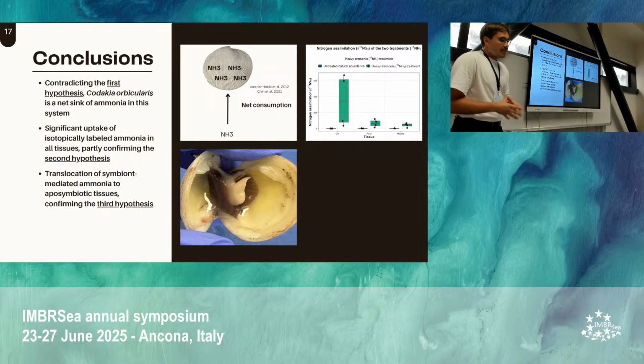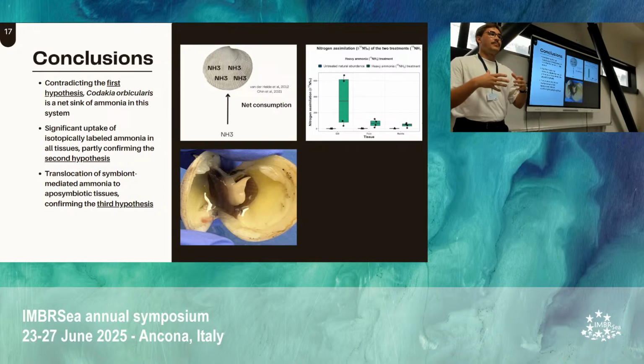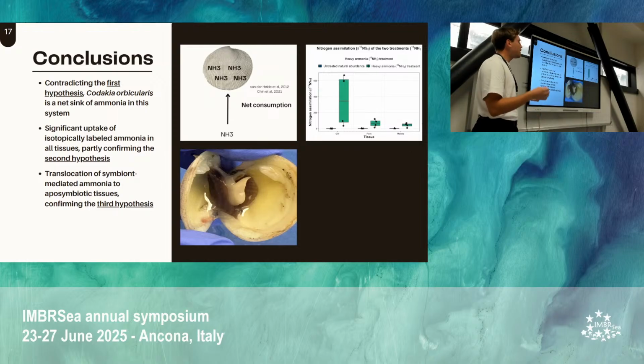For our third hypothesis, we see that translocation of symbiont-mediated ammonia happens in symbiotic tissues. The fact that we have the highest uptake in the gills indicates that the uptake happens through the symbiont and not from the clam. And especially if you compare with non-symbiotic clams, you see a similar trend. So everything's pointing towards the fact that the symbiont can take up ammonia, and the clam can then eat its symbiont or milk its symbiont for nutrients and carbons.